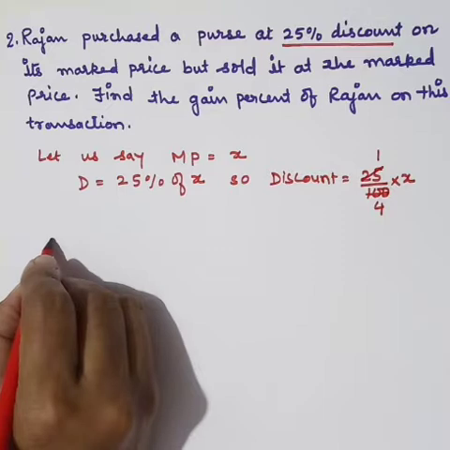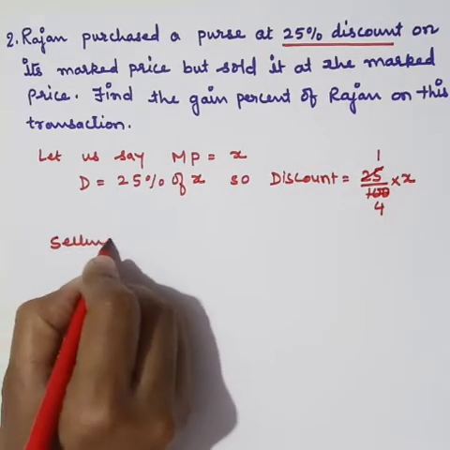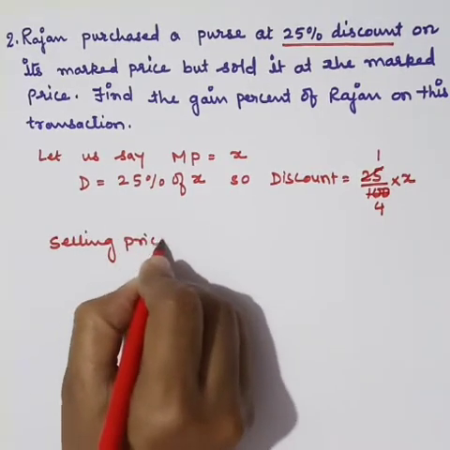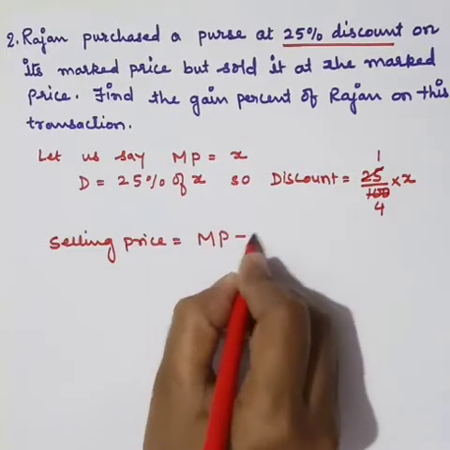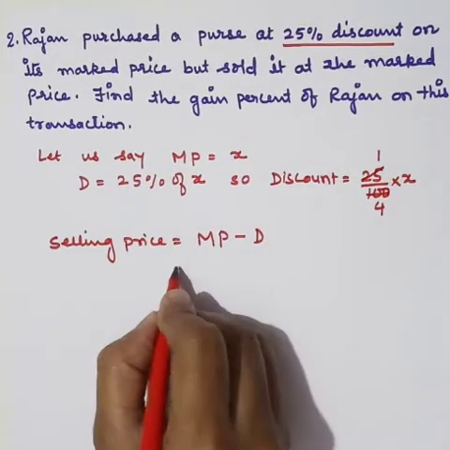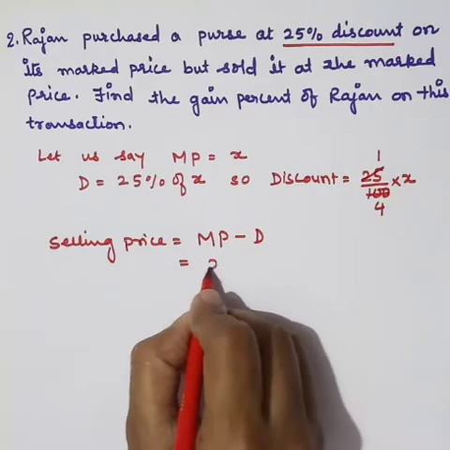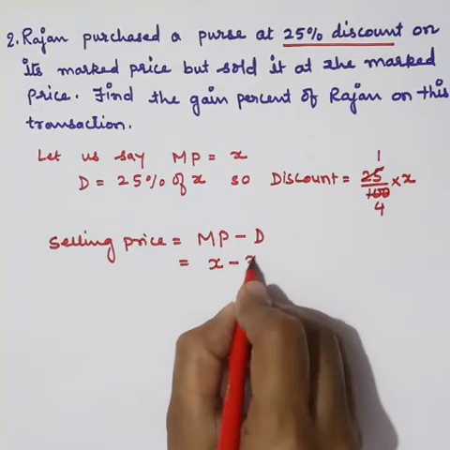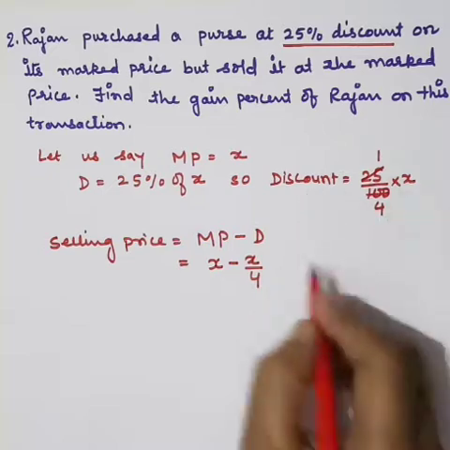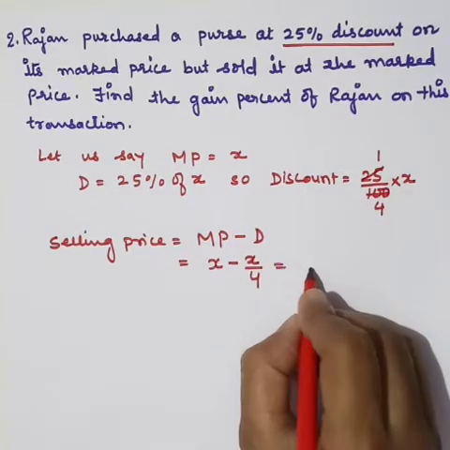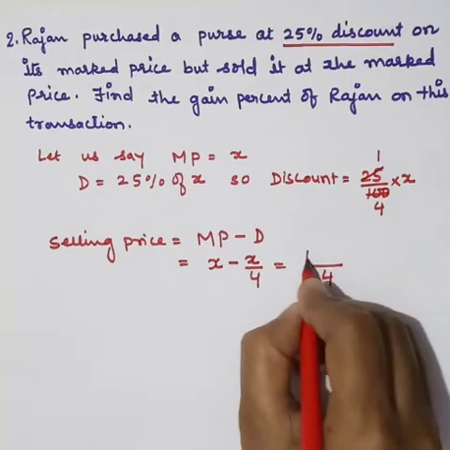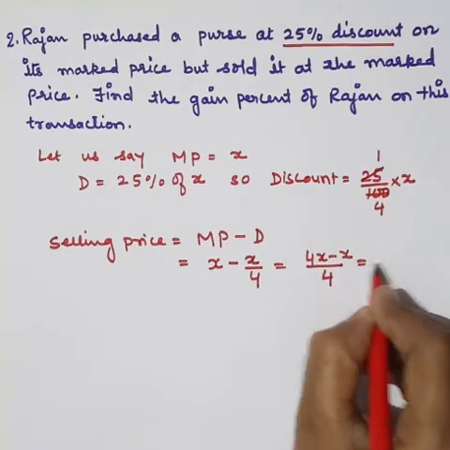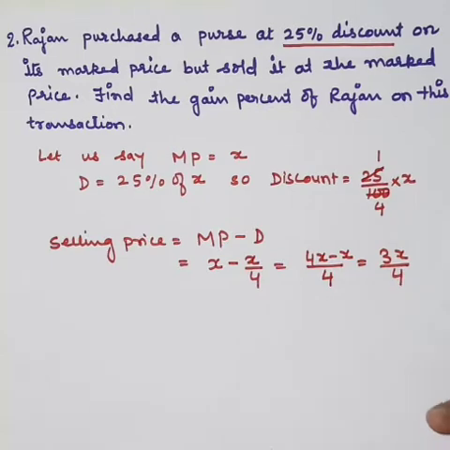But you also know children that selling price is equal to MP minus discount, isn't it? So here your selling price will be equal to X minus X by 4. See here, discount is X by 4. So when you take out the LCM, you will get 4x minus x, that is 3x by 4. So selling price is equal to 3x by 4.